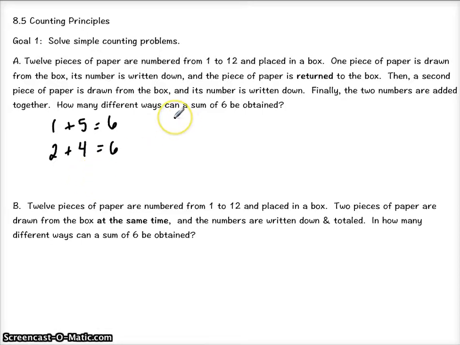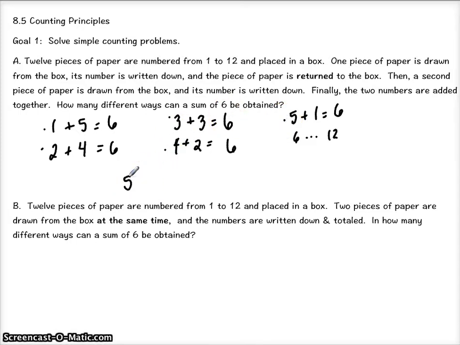If I drew a 3 and returned it to the box, I would have to also draw a 3 to come up with a sum of 6. If I drew a 4 and returned it to the box, I'd have to draw a 2 the next time. If I drew a 5, I would have to draw a 1 to come up with a 6. If I drew a 6 or higher, I would not be able to have a sum of 6. So I can see that I have 1, 2, 3, 4, 5 different ways that a sum of 6 can be obtained.